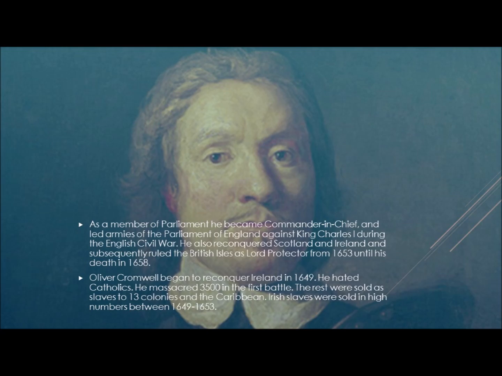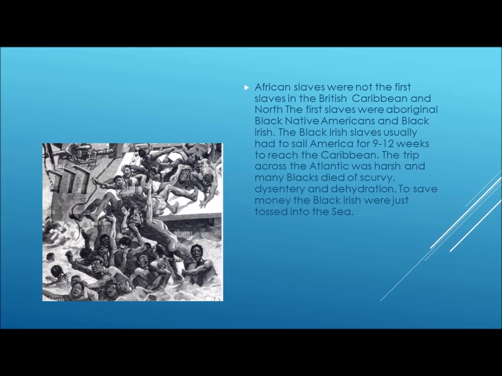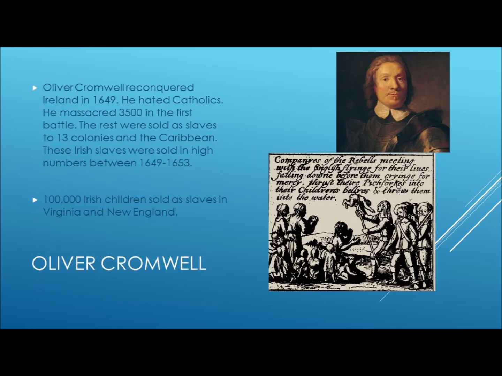Oliver Cromwell began to reconquer Ireland in 1649. He hated Catholics. He massacred 3,500 Black Irishmen in his first battle. The rest were sold as slaves to the 13 colonies in the Caribbean. Irish slaves were sold in high numbers between 1649 to 1653. African slaves were not the first slaves in the British and Caribbean. These people, in a sense, were from Ireland.